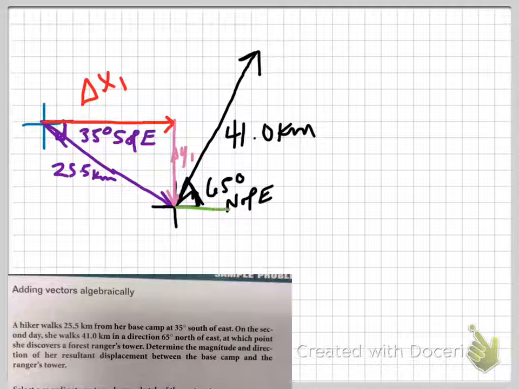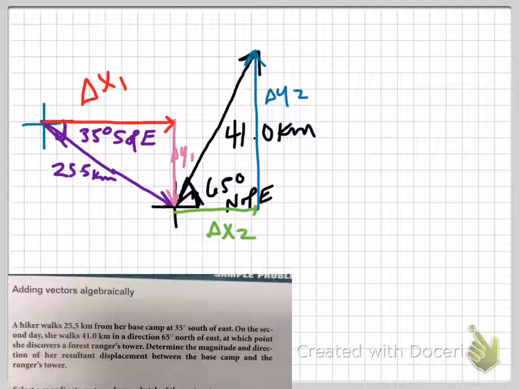On that second leg of travel, I have delta x2, and again, my vectors are terrible, but let me see if I can do that. There we go. And I have delta y2.